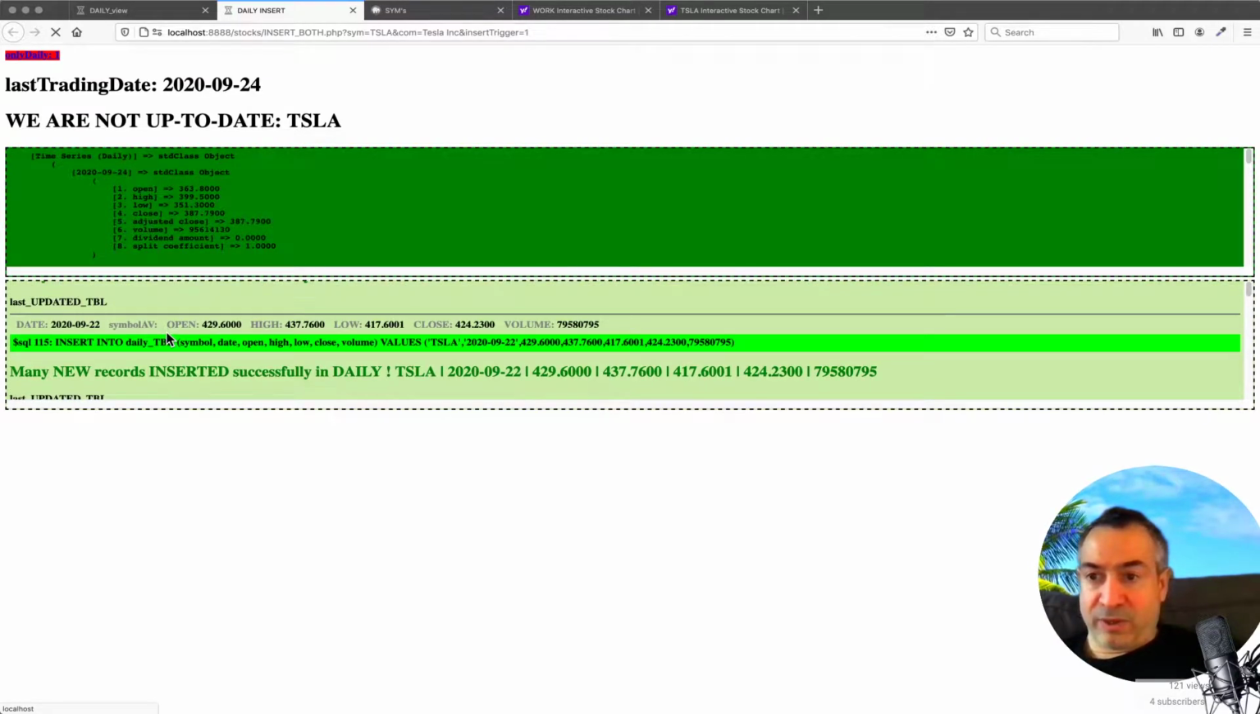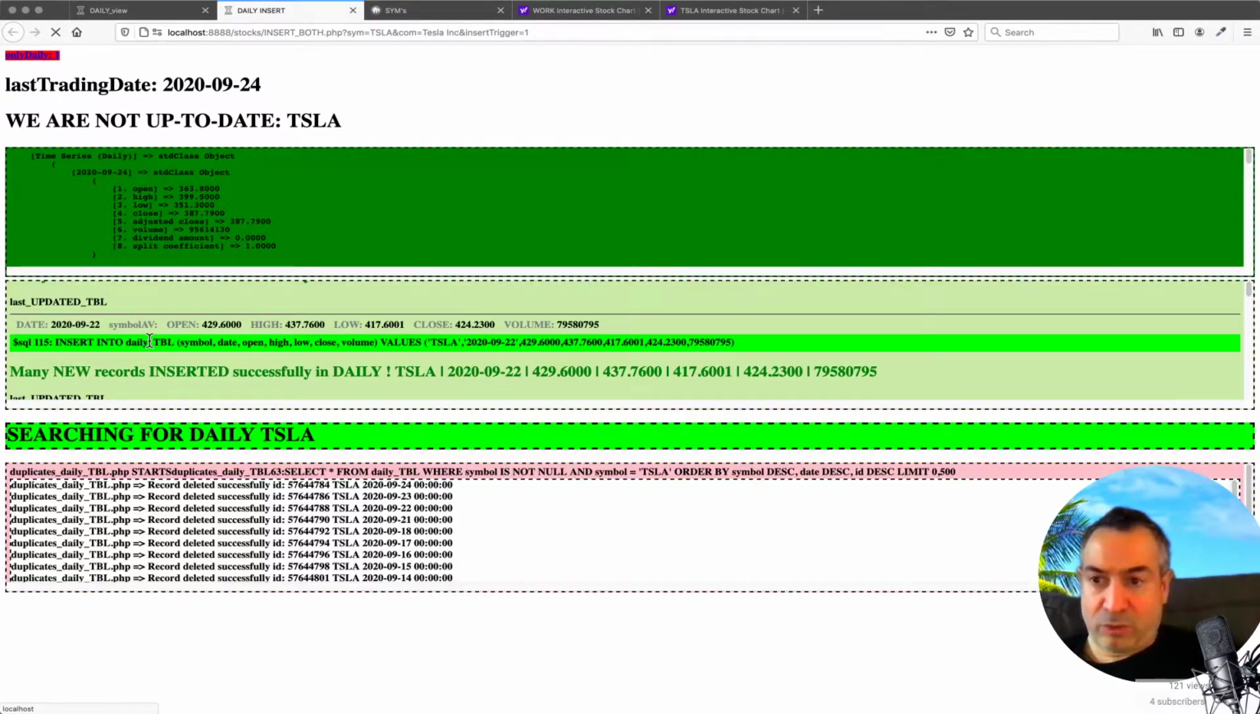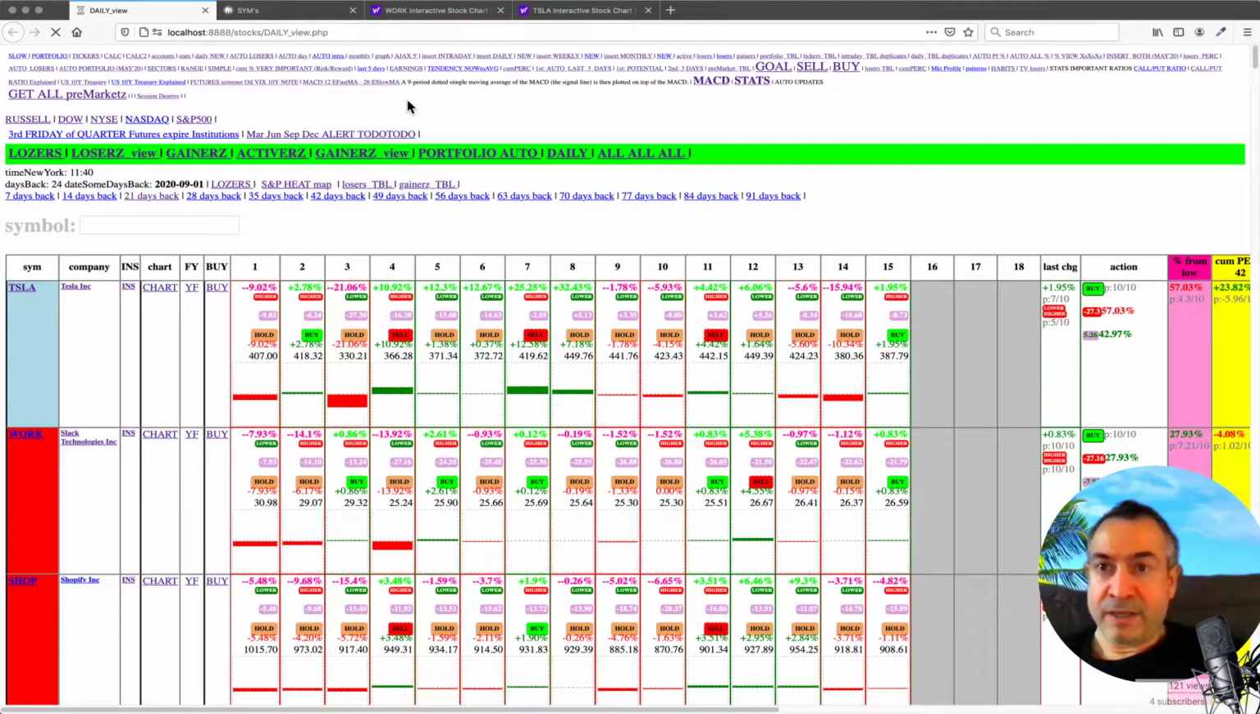And that's it. So it gives me the information. I insert that in my database in the daily. So this is a 1 day information, the high, low, open, close. There we go. So I'm going to close that, and then I delete duplicates in case I already had them.